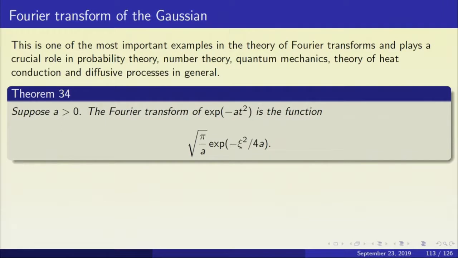Already in the first module, we have calculated the Fourier transform of the Gaussian in connection with the Jacobi theta function identity. So already we have encountered this Fourier transform of the Gaussian in the first chapter. Let us look at it again. This is one of the most important examples in the theory of Fourier transforms, and it's going to play a very crucial role in probability theory, number theory, quantum mechanics, theory of heat conduction and diffusive processes in general. The probability integral is one of the most important integrals.